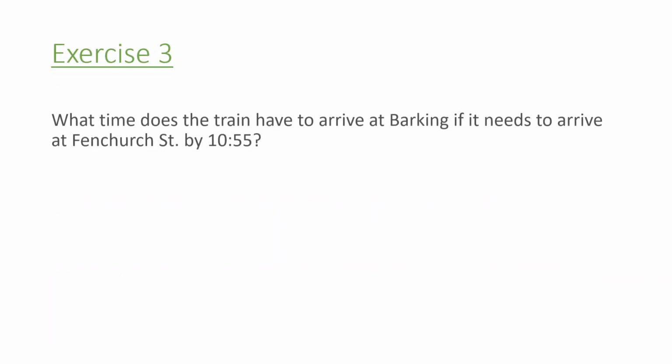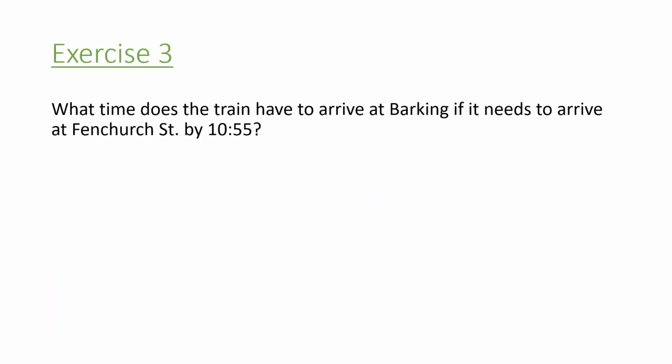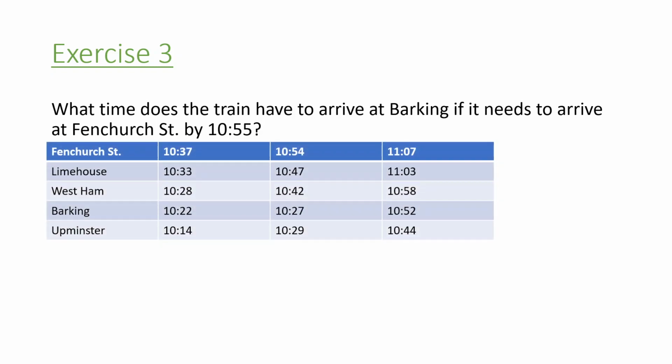For our third exercise, we have what time does the train have to arrive at Barking if it needs to arrive at Fenchurch Street by 11:05, and the timetable is on screen right now, and you'll have 30 seconds for this one. Okay, that's 30 seconds up.